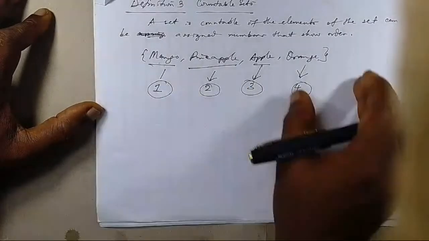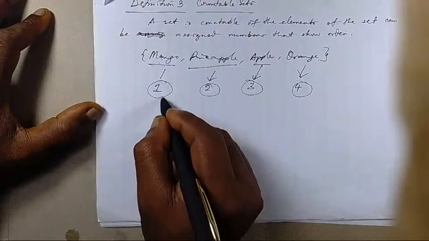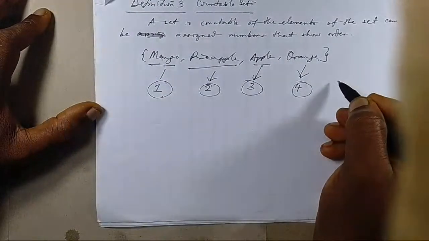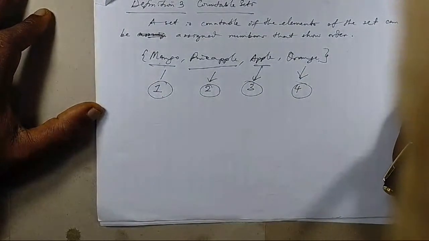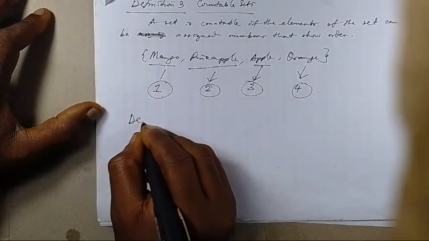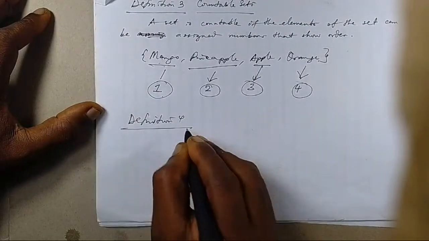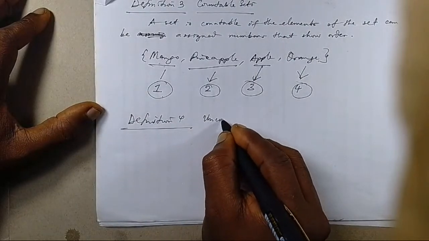So this particular set to which you can assign its elements numbers that show order in the set can be called a countable set. Okay, however, definition 4. Now moving over to definition 4, uncountable.